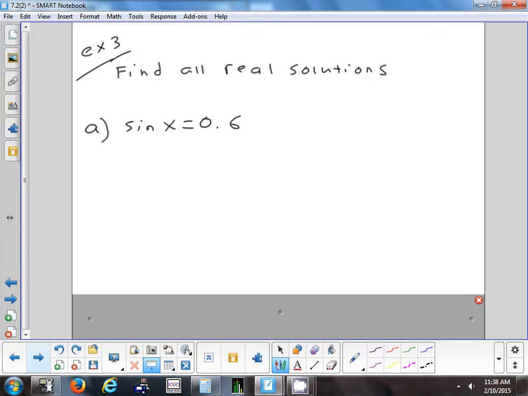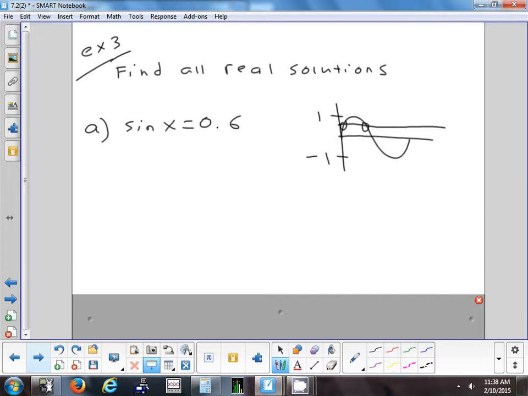Okay, so this says to find all real solutions. So in my head, if I kind of want to estimate how many solutions there are per period, I could do something like that. This is 1. This is negative 1. 0.6 might be about right there. I'm looking for 2 solutions. Let's use the calculator to get one of them.